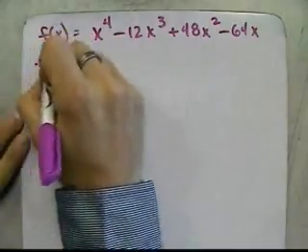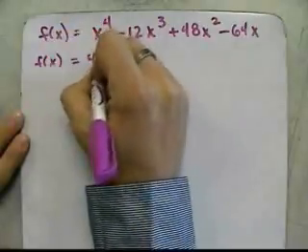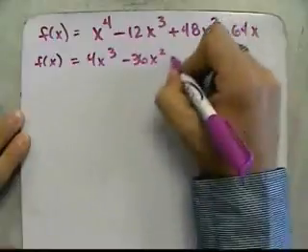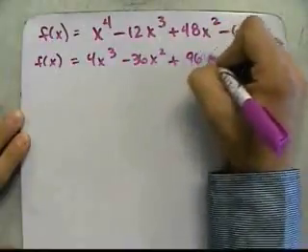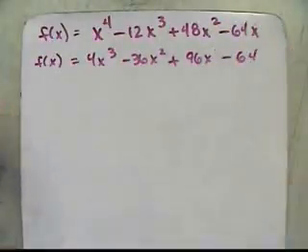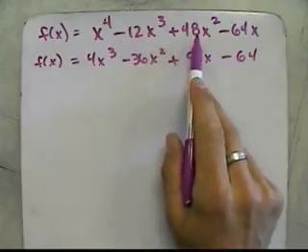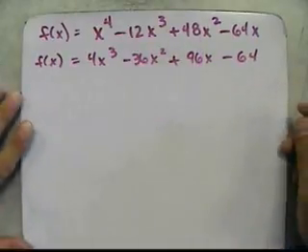Okay, so the first derivative for this one should be pretty easy. We got 4x to the third, we got minus 36x squared, and then plus 96x, and then minus 64. Did you say 96? I was doubling the 4 for 8, and then carrying the 1, 96. Yeah. Sorry, it's how I do it in my head.